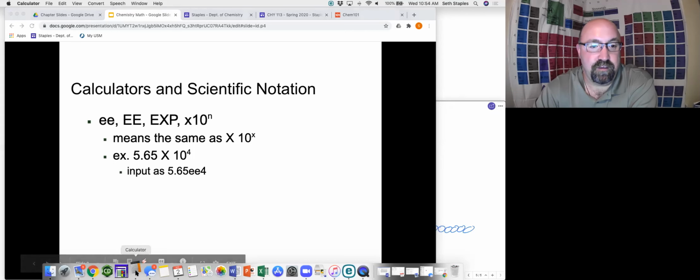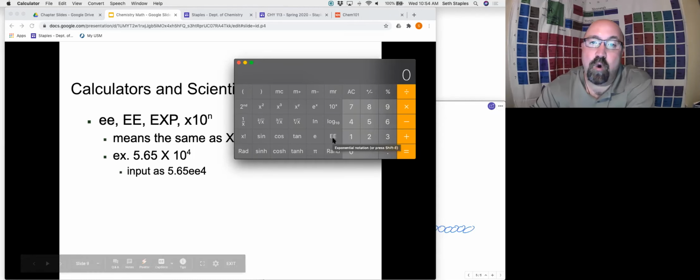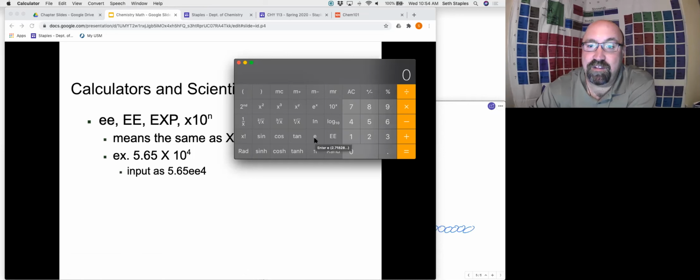Where's my calculator? There it is. And so the way I would put that into this calculator, we can see here that it's EE. Note that it is not the same as this 1E. This 1E is a number that's used in natural log calculations, which is not something we'll be dealing with in this course. But anytime that an E is used for scientific notation, you'll see it like this.